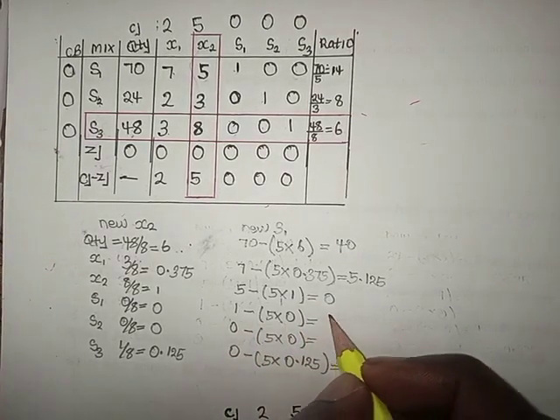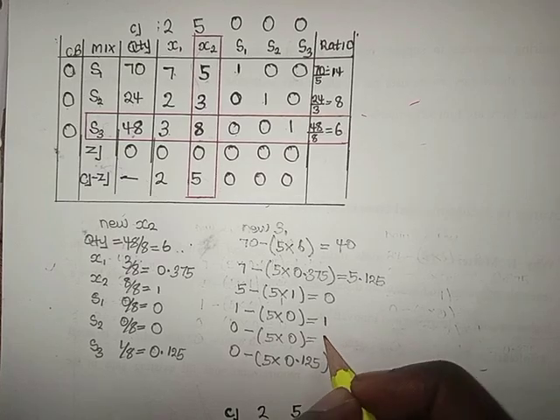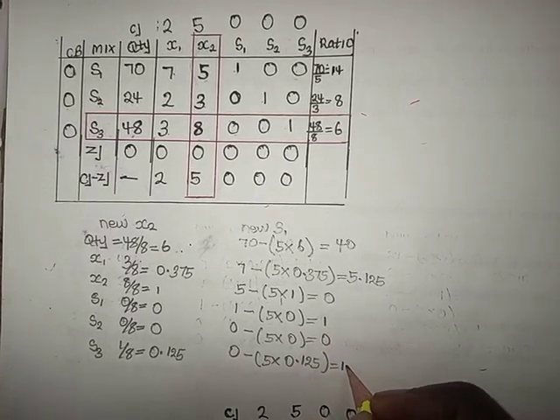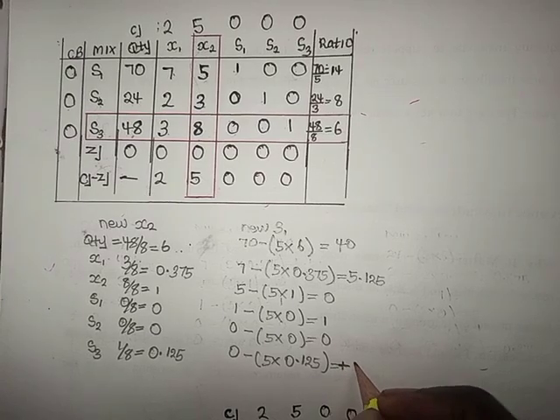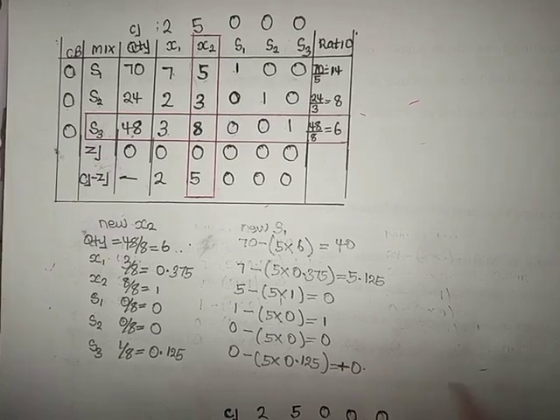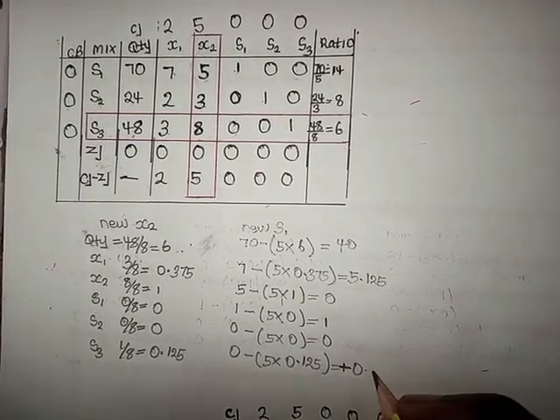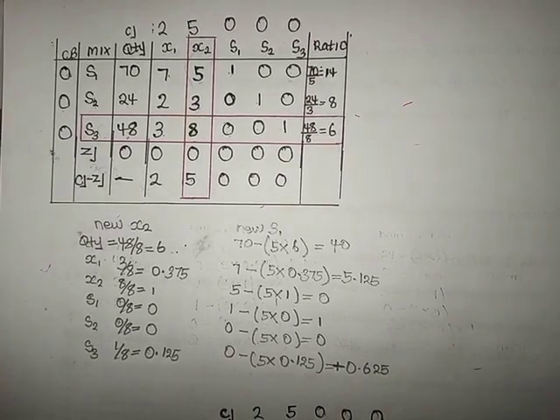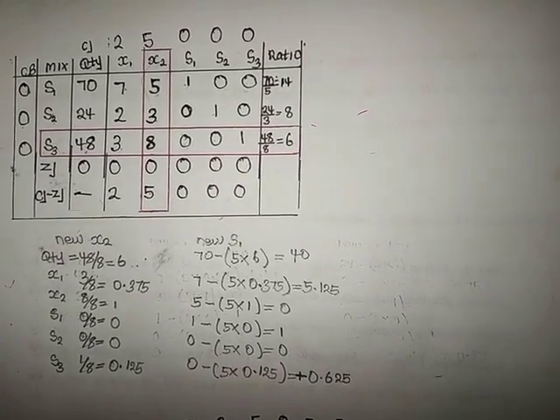And this is 0 because 5 minus 5. So this is 1. This is 0. And this is minus, not plus, 0.625. So I've been able to solve for my new S1.